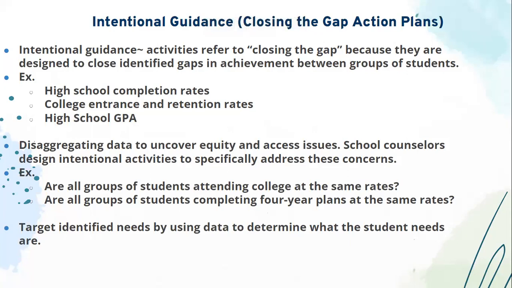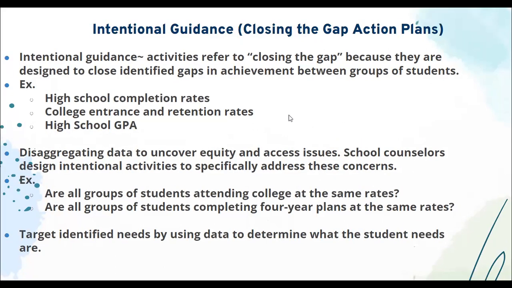So picking up where Ellie left off, we will be starting off part 2 with intentional guidance, or closing the gap action plans. Intentional guidance refers to activities designed to close identified gaps in achievement between two groups of students. Some of these gaps could be high school completion rates, college entrance and retention rates, and high school GPA. When you're thinking about closing the gap, you are going to be comparing two groups: a group that has higher rates than the targeted group.